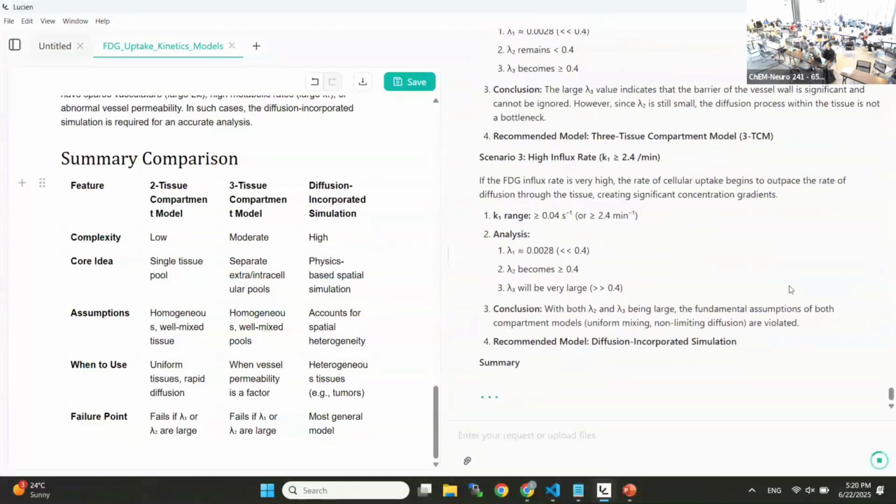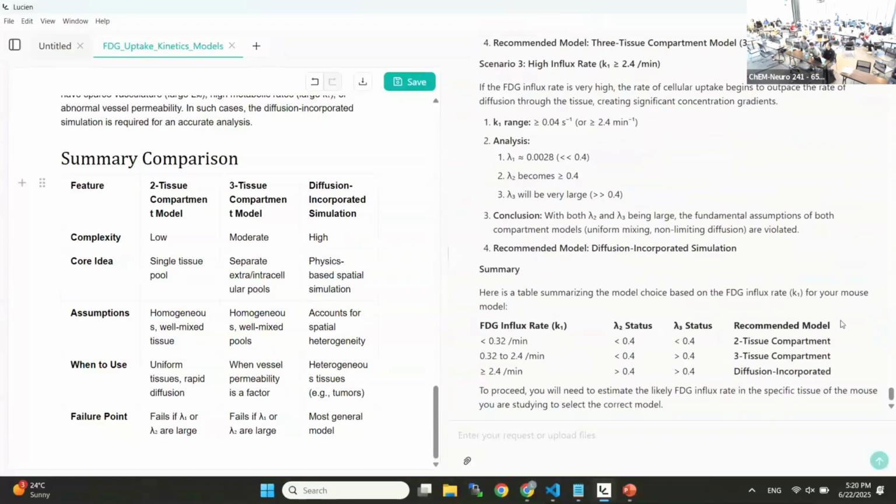Yeah, then it tells us that K1 means the cellular metabolism. If the cellular metabolism is a small value, then it tells us the values of lambda2 and lambda3. And in that case, we can use the 2-tissue compartment model. And for high cellular metabolism, we should use a diffusion incorporated simulation.